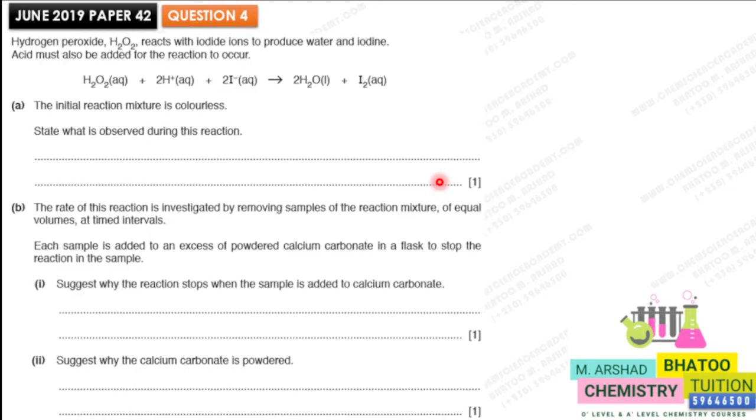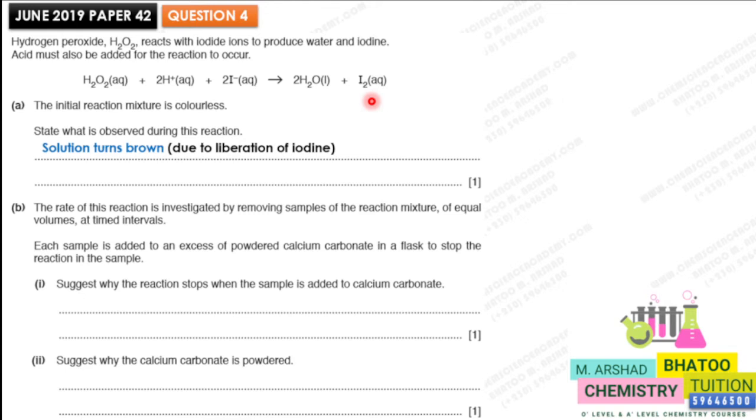Question numéro 4. Hydrogen peroxide, H2O2, reacts with hydrogen ions to produce water molecules. Acid must also be added to the reaction to form the initial reaction. The same one is observed during this reaction. The solution turns brown, and this is because of the formation of iodine in the solution. Okay? The solution turns brown due to liberation of iodine.